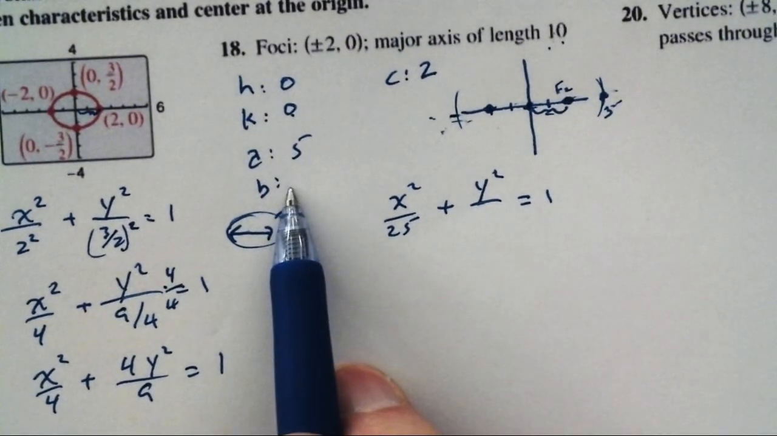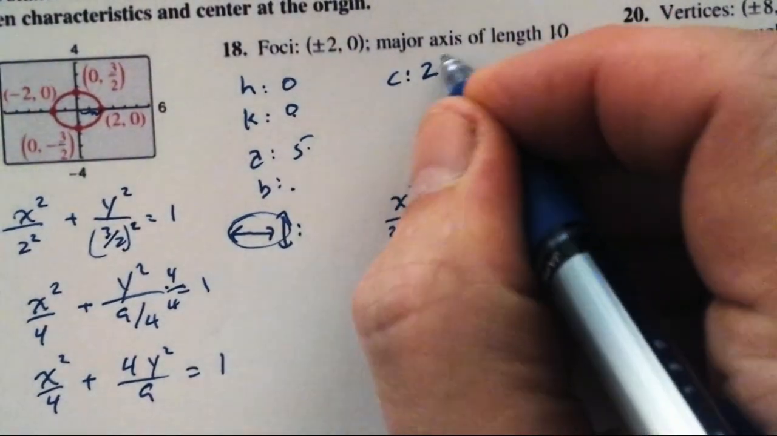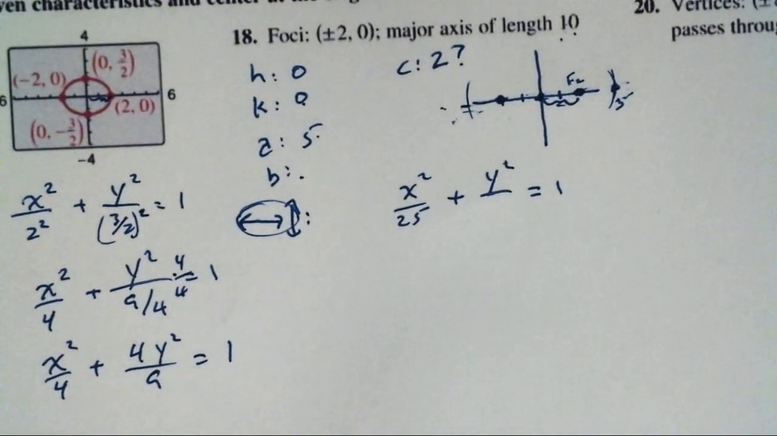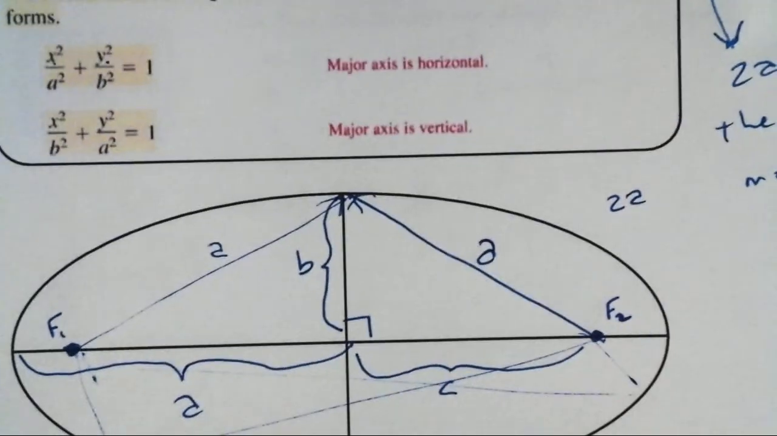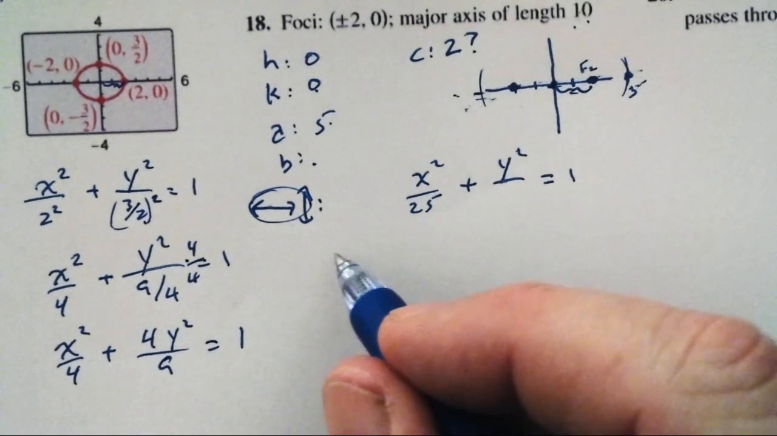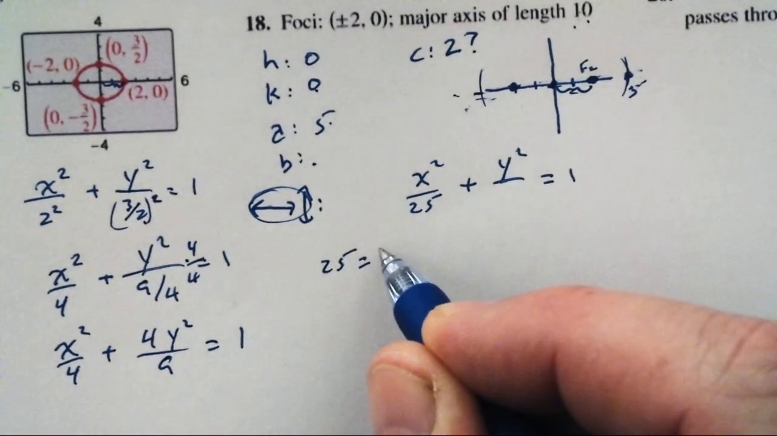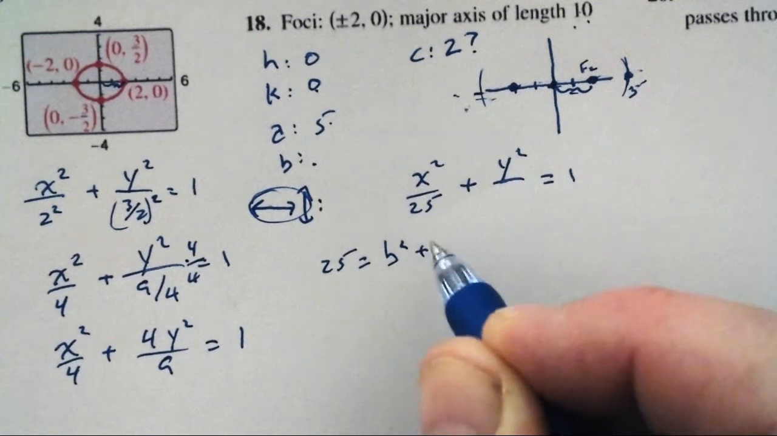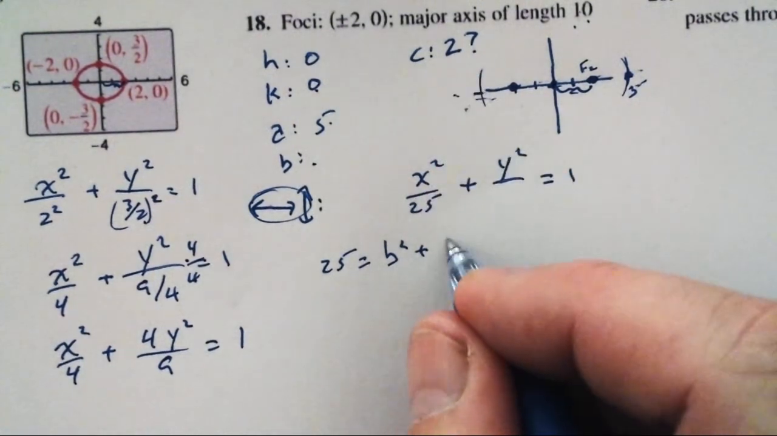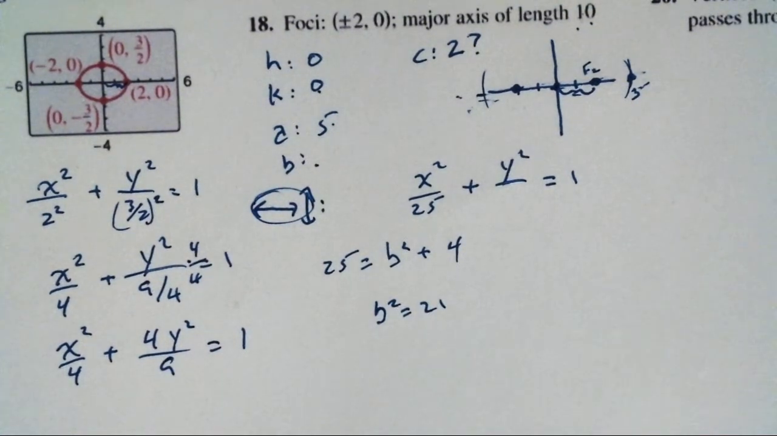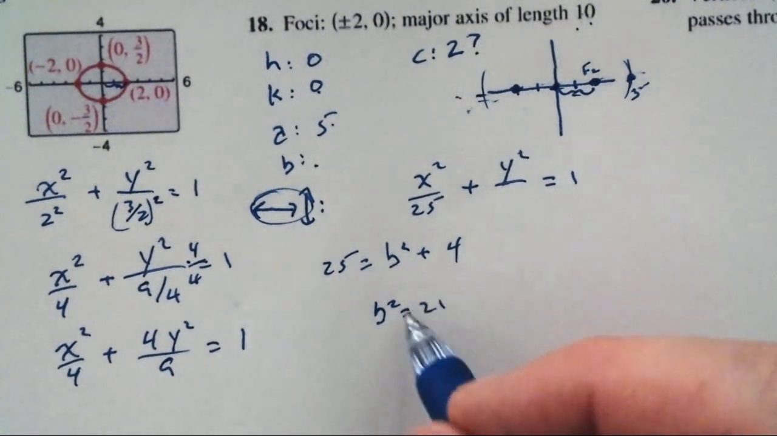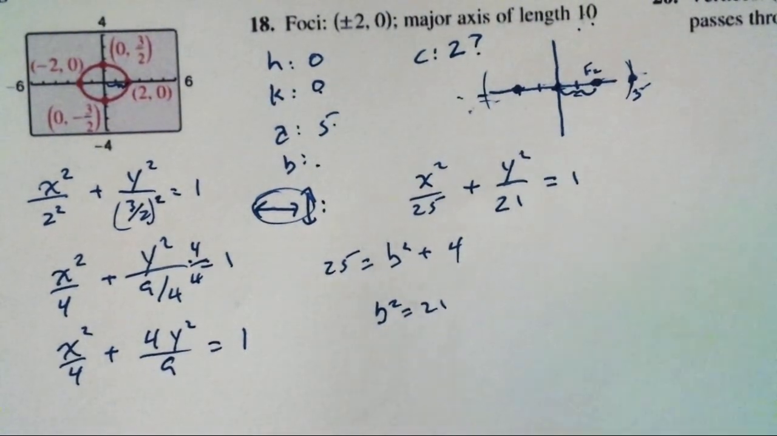I need B. I've got A, I've got C, and we've learned that A squared equals B squared plus C squared. It fits this right triangle. So A squared, 25, equals B squared plus C squared, 4. So B squared equals 21, and a lot of times I jokingly say, so what's the value of B? The answer is, who really cares in this problem? I want B squared to go here, 21.